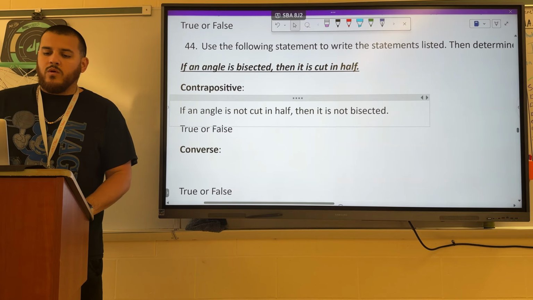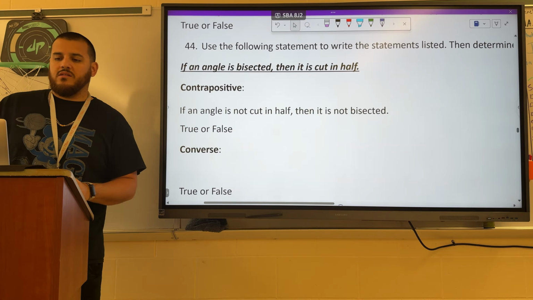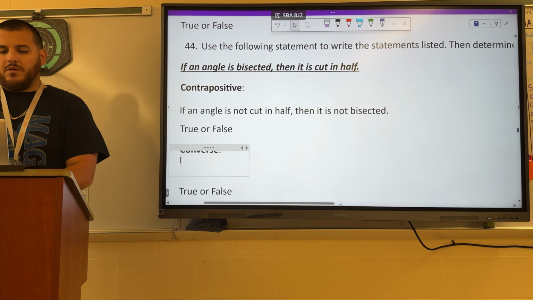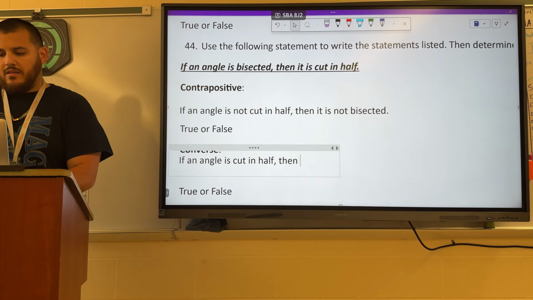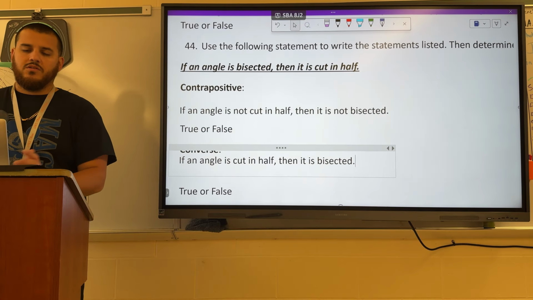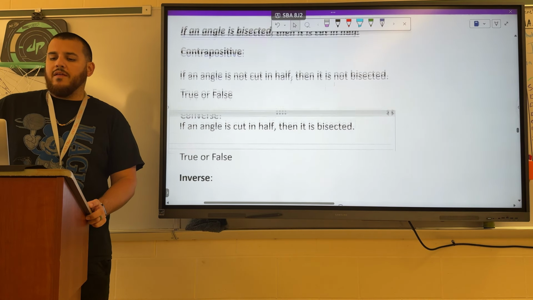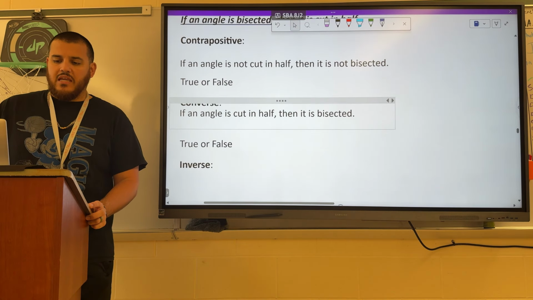Converse next, remember that's the one where we only switch the hypothesis and conclusion. So the cut in half comes up front: if an angle is cut in half, then the bisected part goes in the back. Then it is bisected, which is true. That's what bisect means. And then lastly, we're doing the inverse, which is negating, all right?